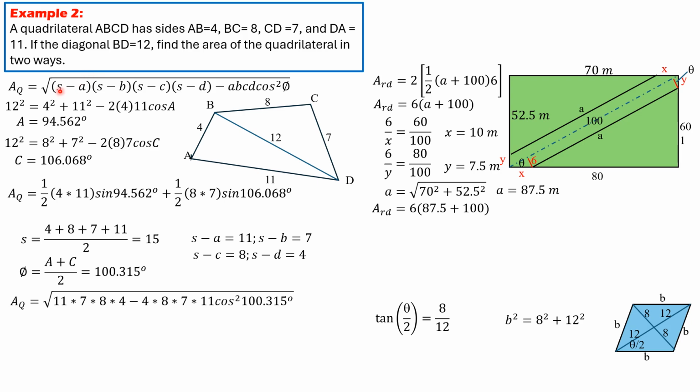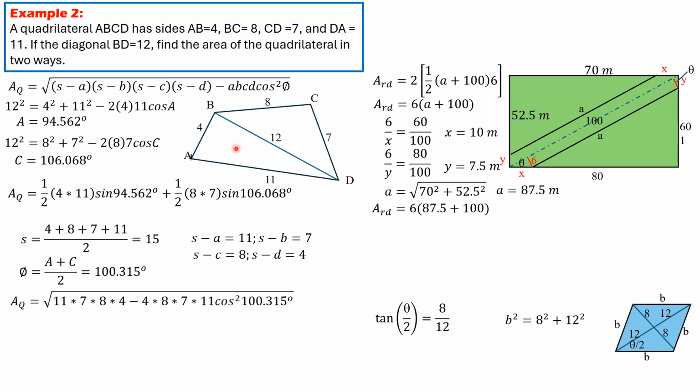So this is the general area of a quadrilateral: the square root of the quantity (S minus A)(S minus B)(S minus C)(S minus D) minus ABCD cosine square of P, where S is half the perimeter and P is the average of opposite angles. So that is the area of a general quadrilateral.